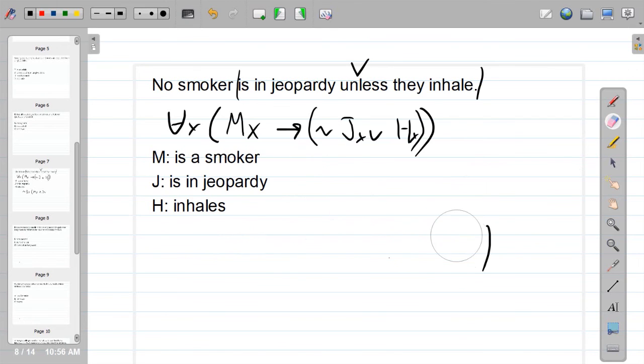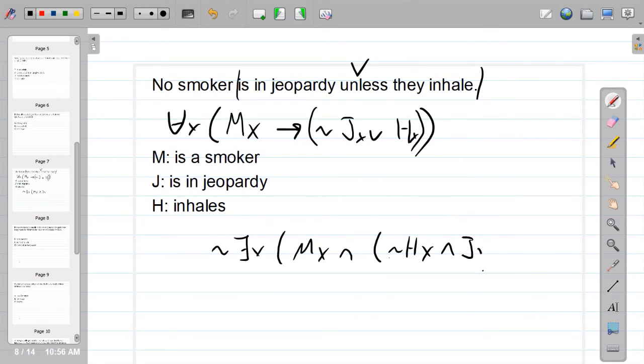So there does not exist a thing such that they're a smoker and that. Is it? Oh, good. Okay. Is it clear how that says, look, there's nothing in the world that's a smoker and they're either not inhaling or they're not inhaling and they're in jeopardy?